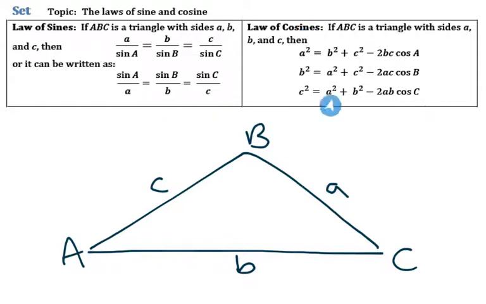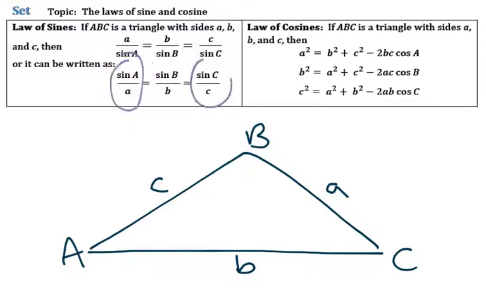This one's a little more complex, but if you're given any of these pieces, you can find the other ones. Basically, with law of sines, you're only going to pick two of them. If I have an angle and two sides, I can find that opposite angle. Or if I have two angles and a side, I can find the other one. And all three of them work together.